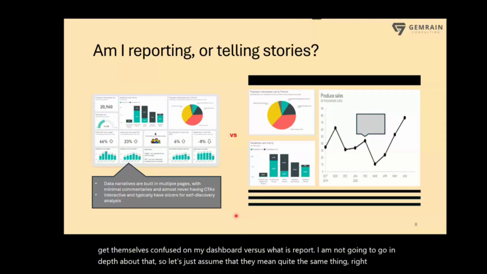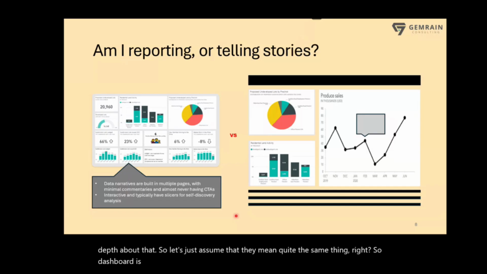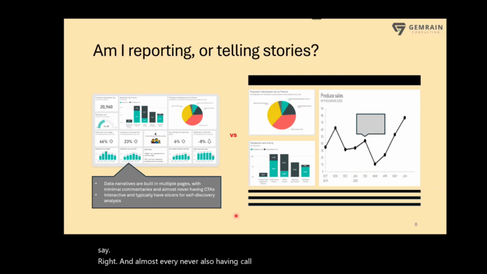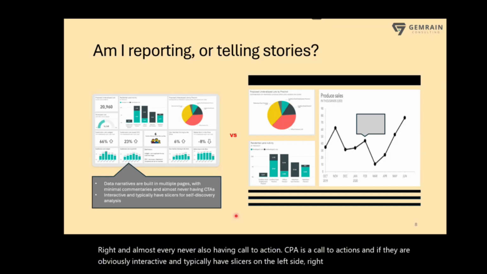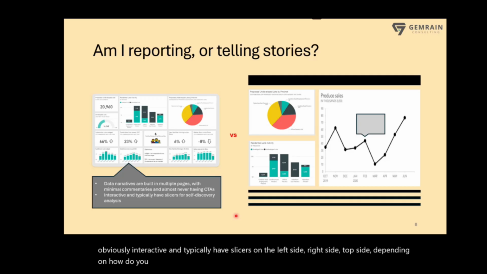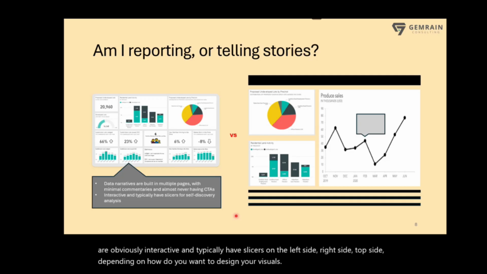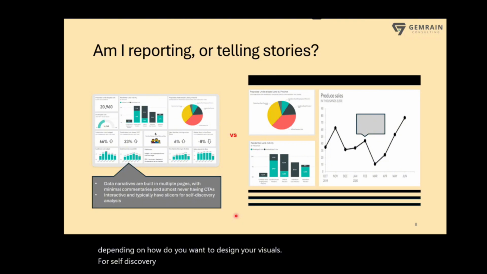So a dashboard has multiple pages with minimal commentaries, almost none, I would say, right? And almost never having a call to action. CTAs are calls to action. And they are obviously interactive and typically have slicers on the left side, right side, top side, depending on how you want to design your visuals. For self-discovery analysis, and that is what a typical dashboard or a web report would look like.